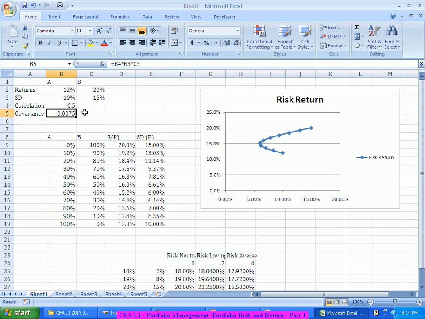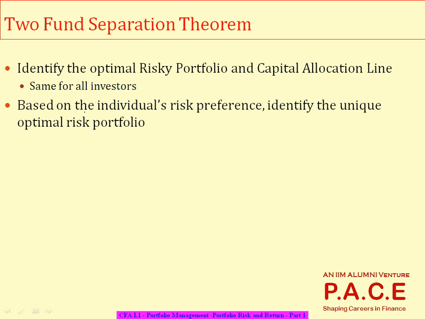Right? So that is the next thing, because every individual investor will typically think of investing some portion in a risk-free asset and some portion in a risky asset. So to address that, the two fund separation theorem simply says whatever is the optimal risky portfolio, that is the same for all the investors. And now we have to go with each individual investor's preference. And based on that preference, you will choose what is his particular optimal portfolio.